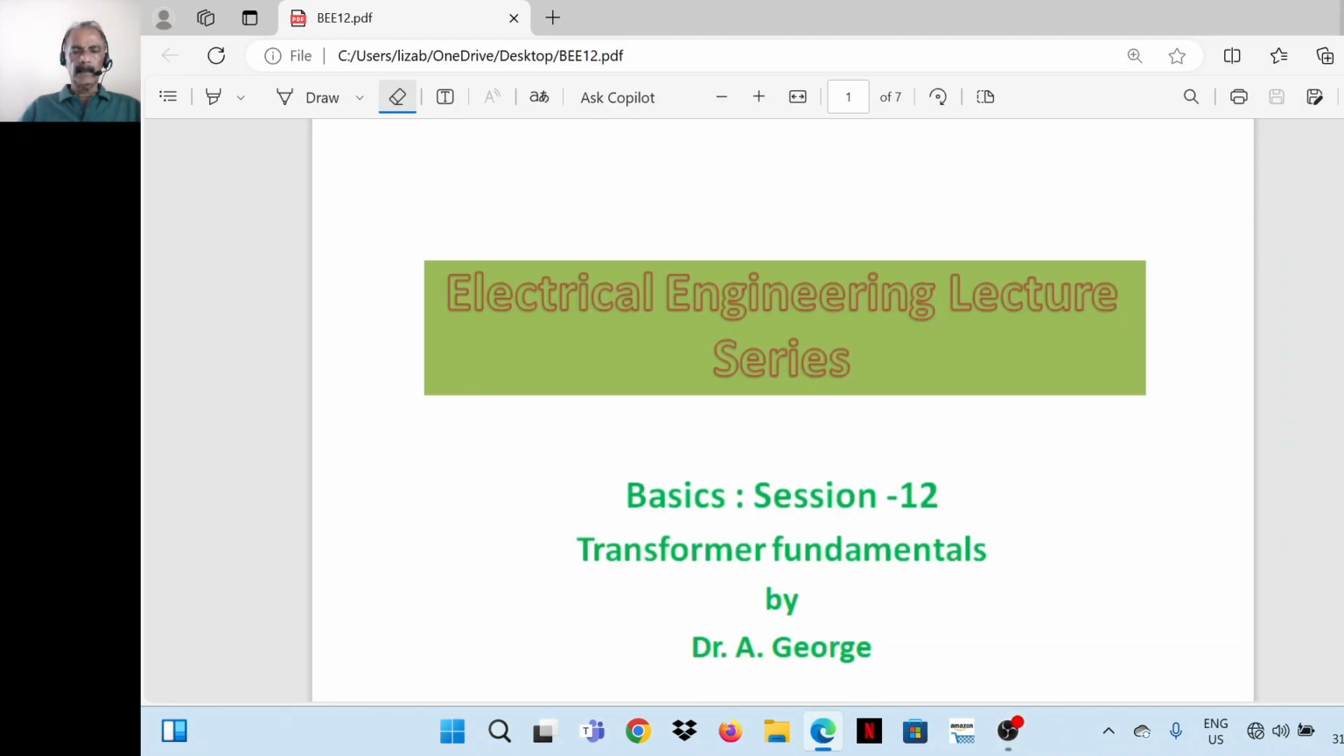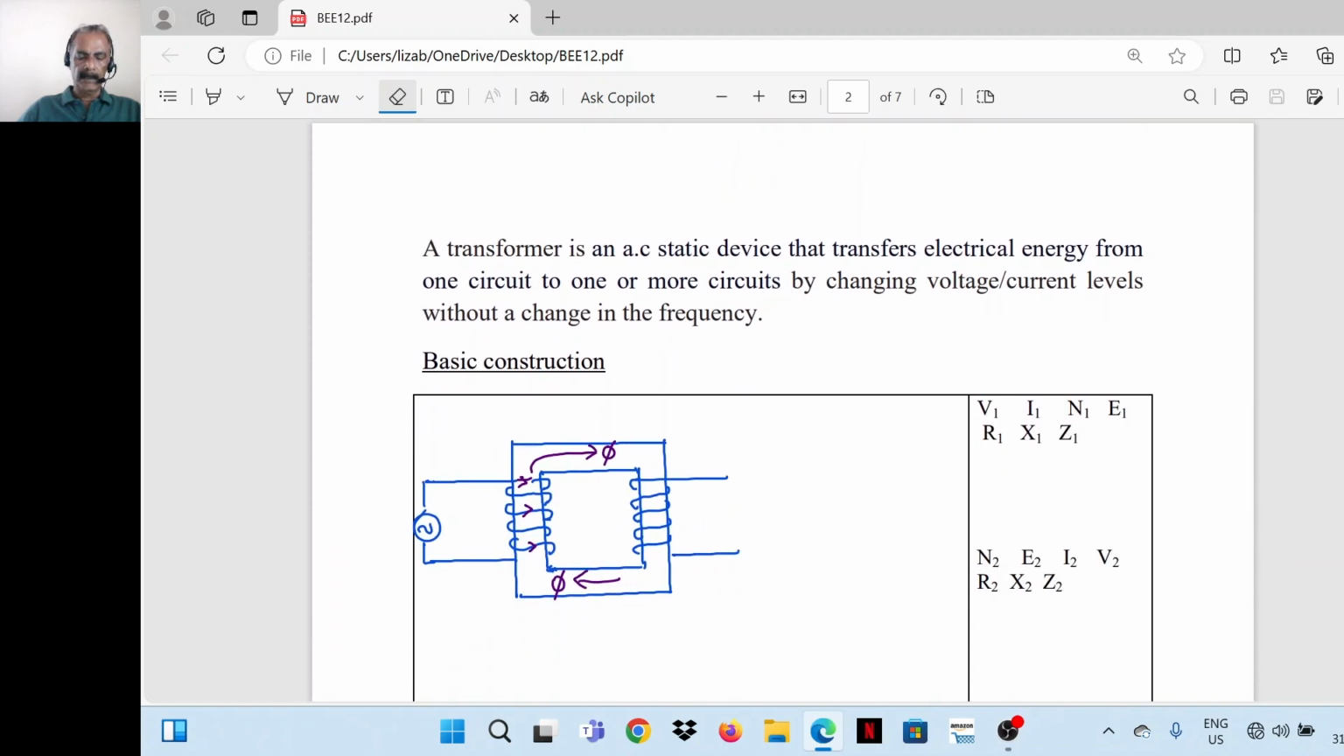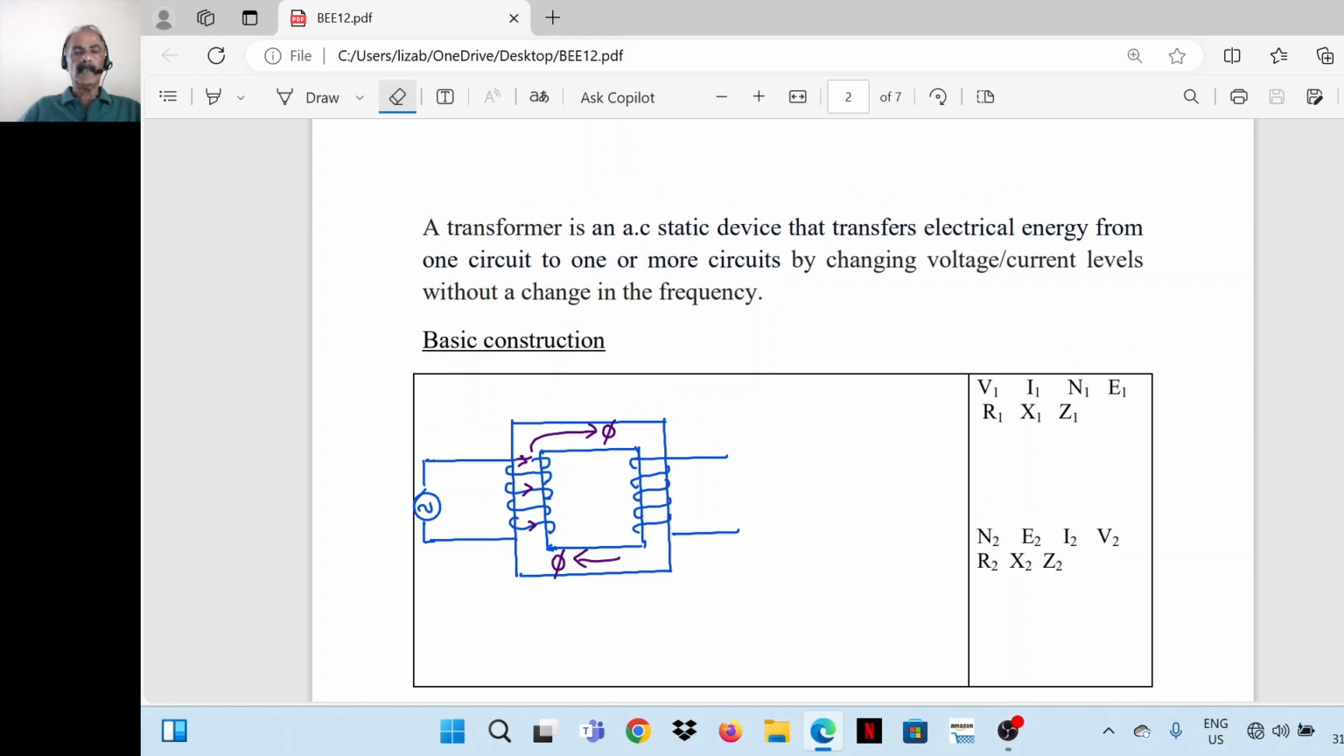So in today's session, we are covering the fundamentals of transformers. By definition, a transformer is an AC static device that transfers electrical energy from one circuit to one or more circuits by changing voltage and current levels without a change in frequency. That means it is an AC static device. This device transfers electrical energy from one circuit to one or more circuits.